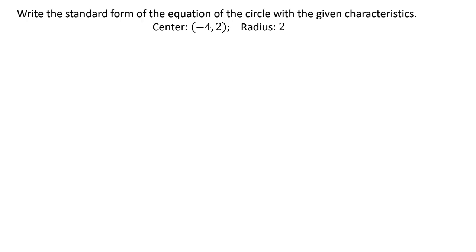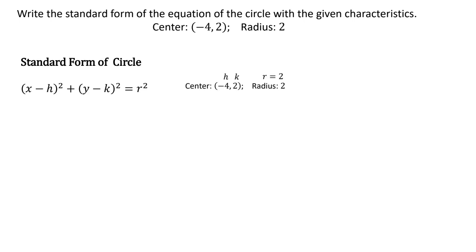So let's look at a new example. It says write the standard form of the equation of the circle with the given characteristics. Okay, so first we need to know what the standard form of a circle is. Again, the standard form of a circle is given by x minus h squared plus y minus k squared is equal to r squared, where my center is (h, k) and r refers to my radius.